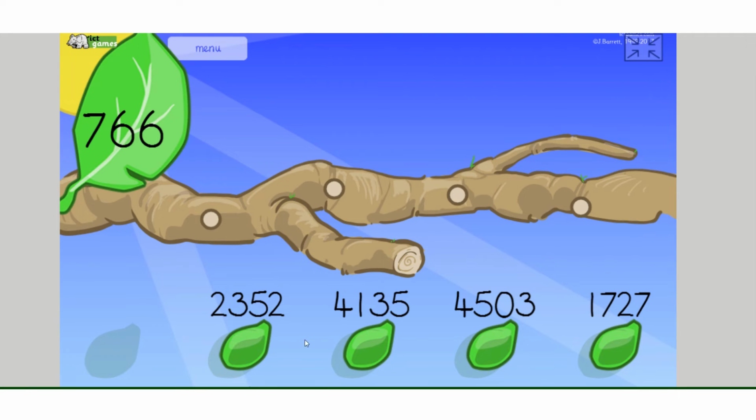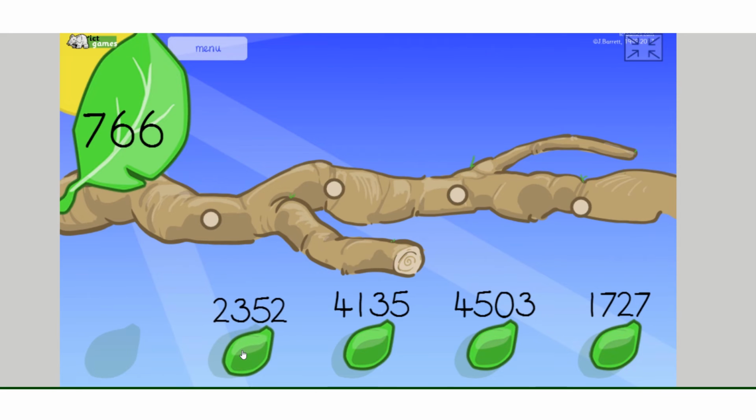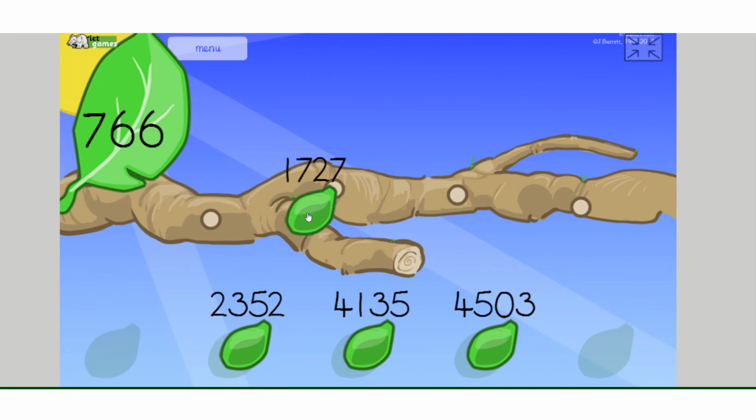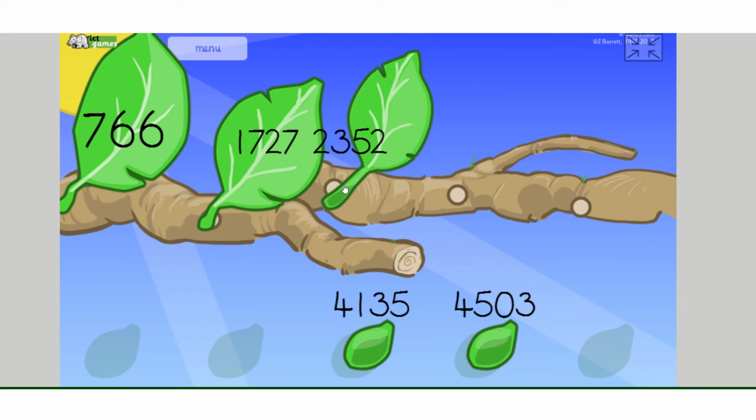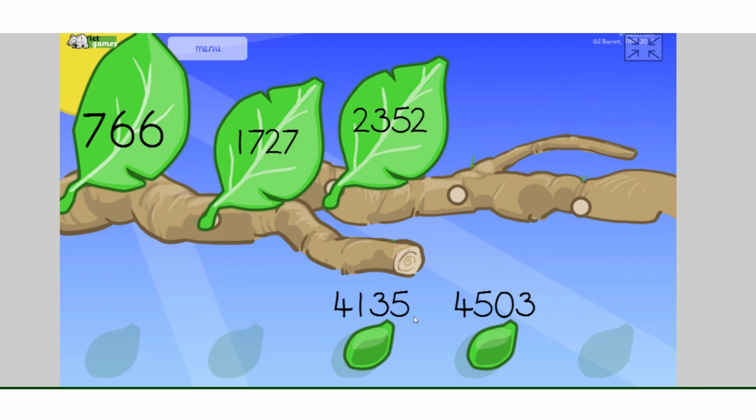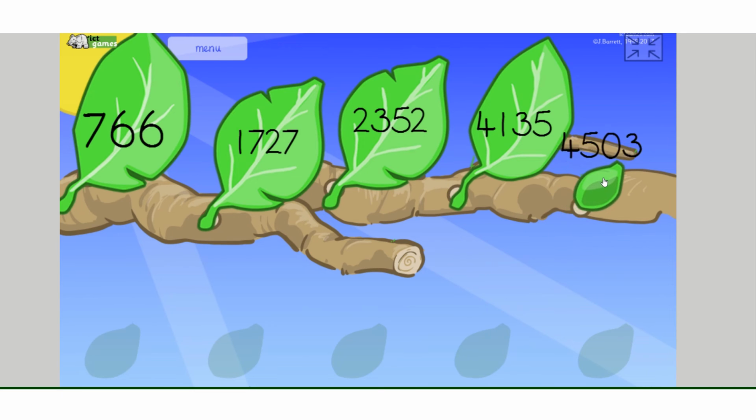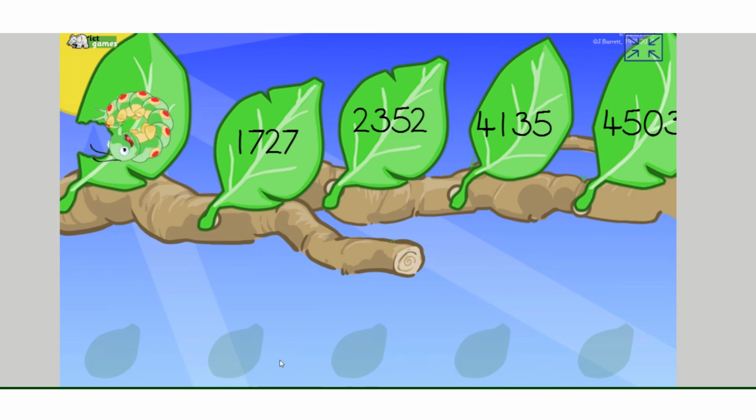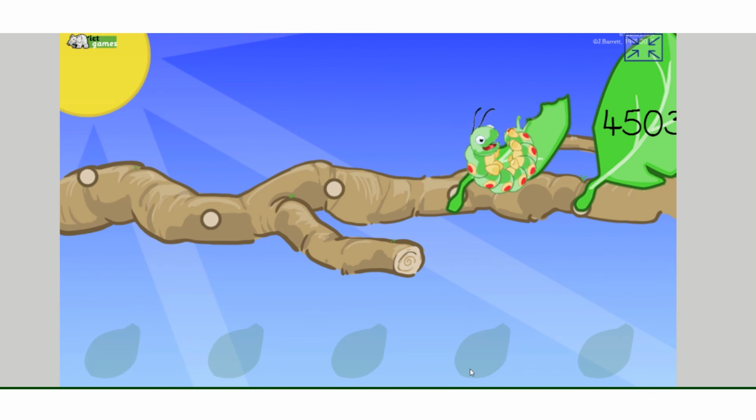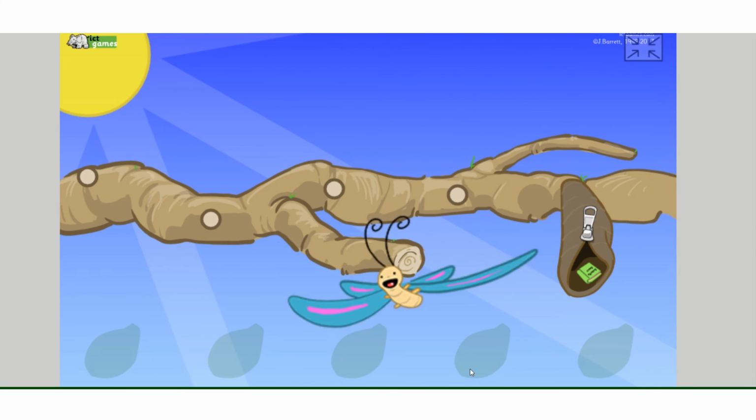766 was first. 2,352. Oh no, I've just noticed there's one with less thousands. 1,727 was next, and then it will be 2,352. And both these had 4,000s, so I need to go to my hundreds. This one has less hundreds. 4,503 was the largest. Check your answers. I hope you were right.